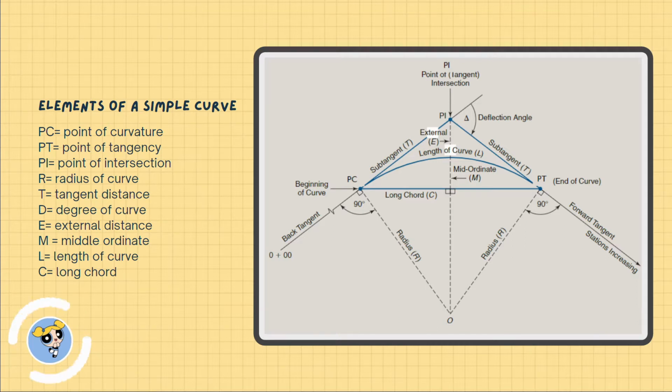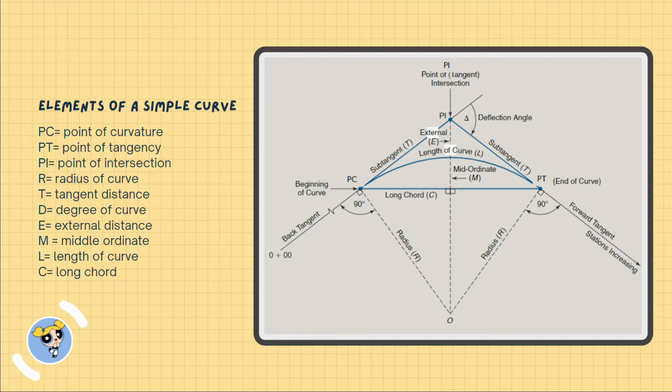Lastly, the degree of the curve. The degree of the curve is not stated or indicated in the figure, but it is simply a line from the center of the arc to the length of curve. It has a standard length of 20 meters and it defines the sharpness or flatness of the curve.